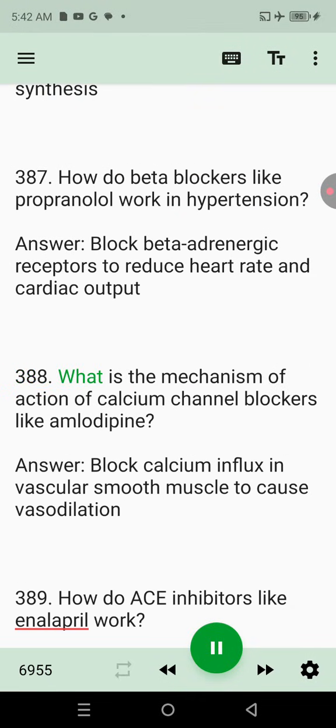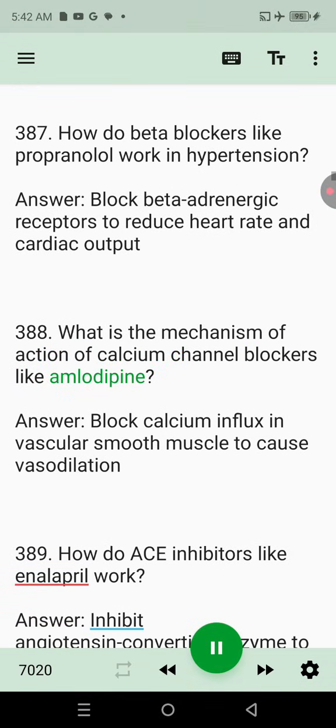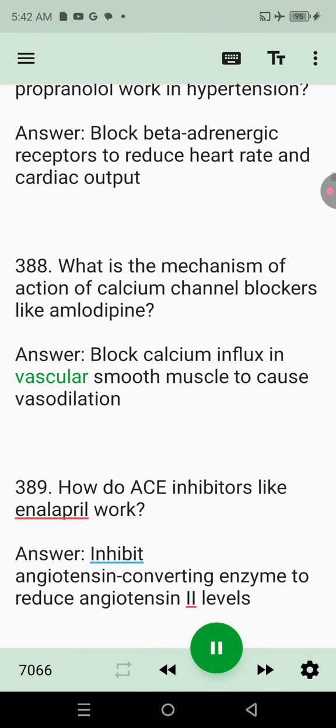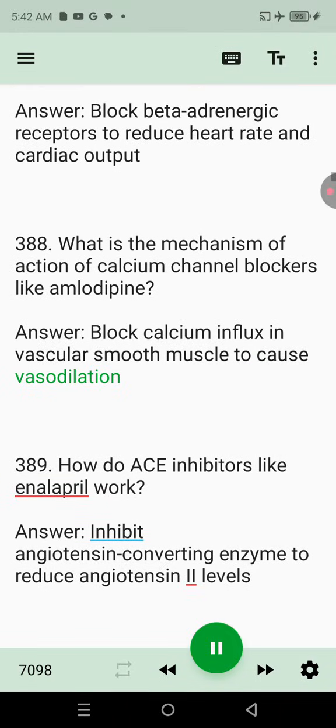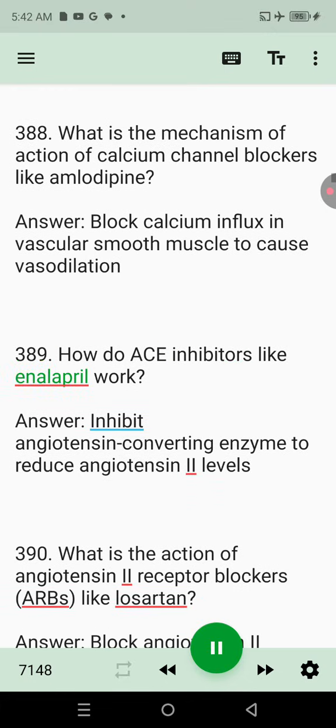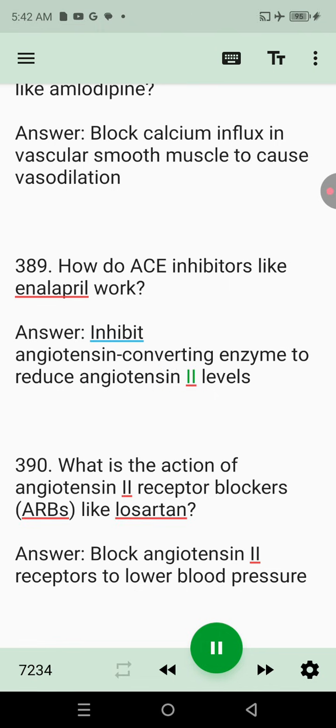388. What is the mechanism of action of calcium channel blockers like amlodipine? Answer. Block calcium influx in vascular smooth muscle to cause vasodilation. 389. How do ACE inhibitors like enalapril work? Answer. Inhibit angiotensin converting enzyme to reduce angiotensin II levels.